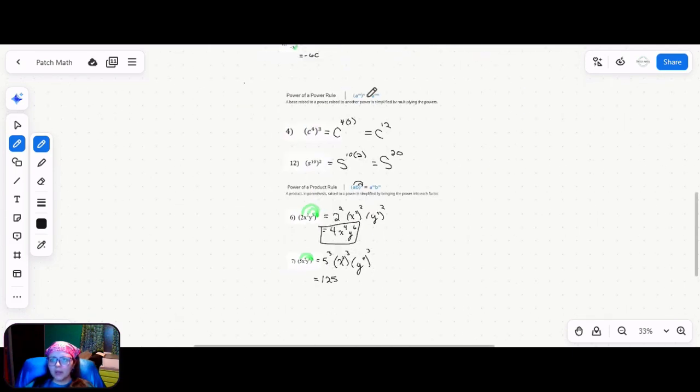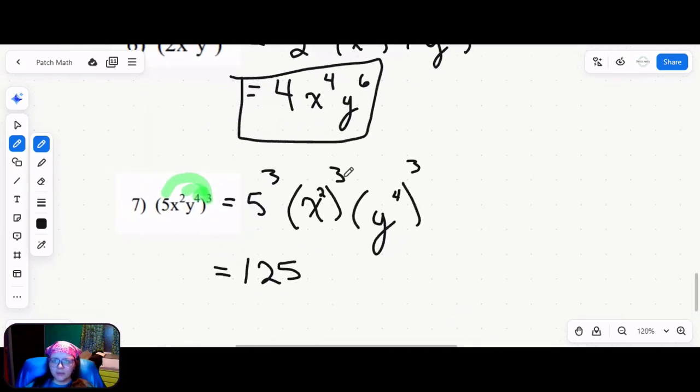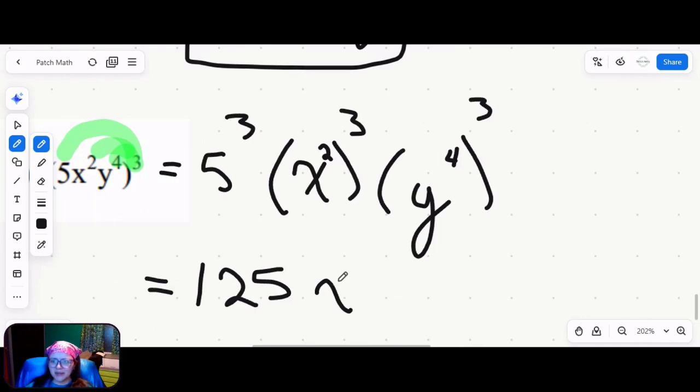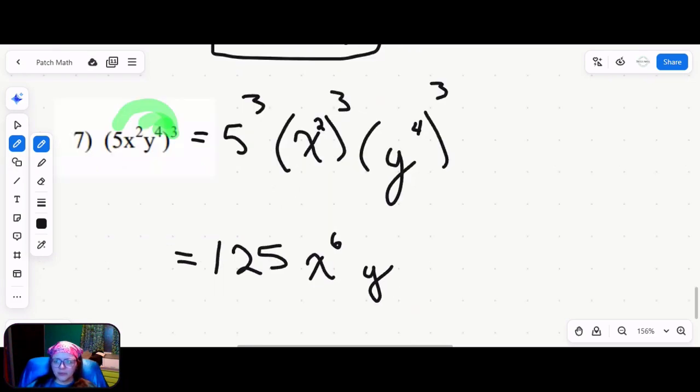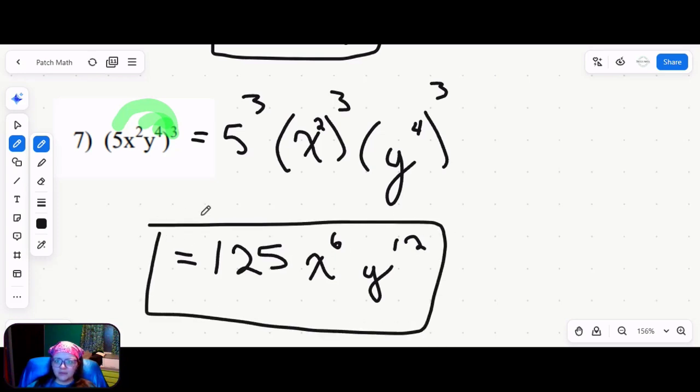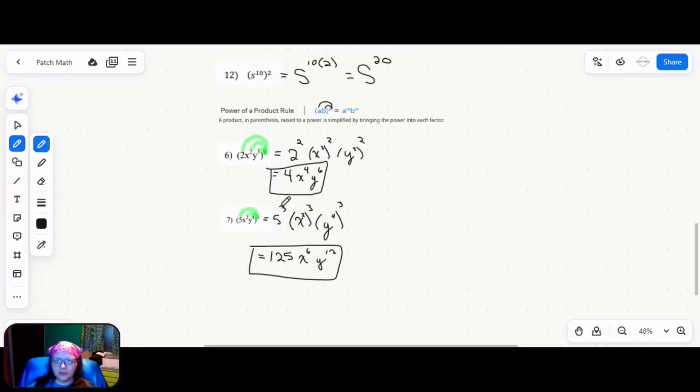Applying power of a power rule, we have a power raised to a power on that base x there. We can multiply those powers. 2 times 3 is 6. Here we also multiply those powers, and 4 times 3 is 12. And for number 7, there is your complete and final answer: 125 times x to the 6th power times y to the 12th power. And we cannot simplify it down any more than that.